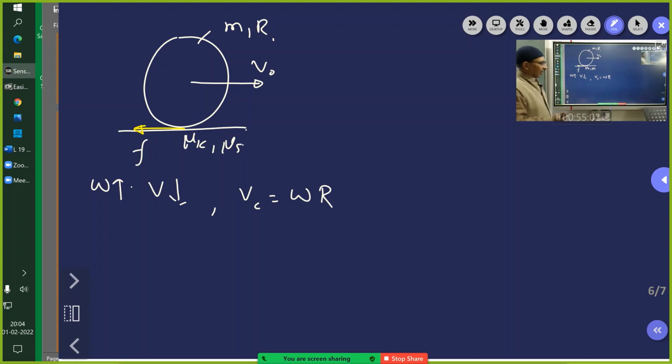Same thing here again: you have to calculate the time, and you have to calculate how this goes. You can do it. I hope you can do this. Okay, write the basic equations quickly.